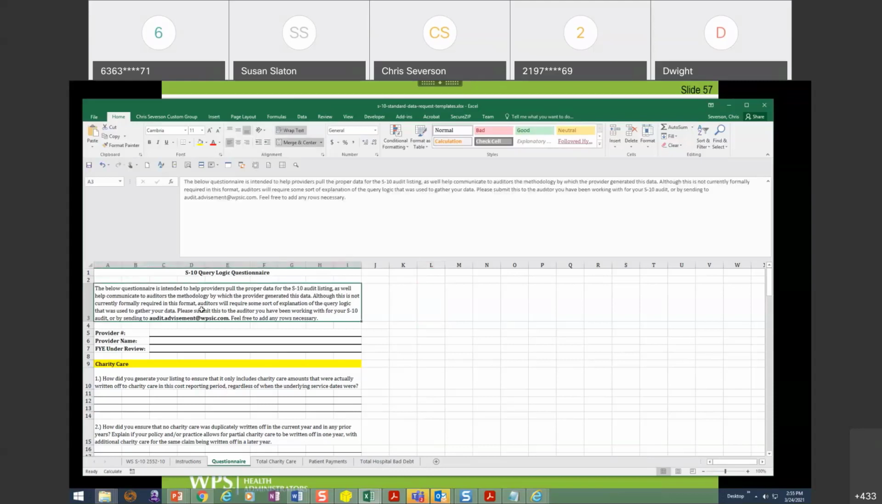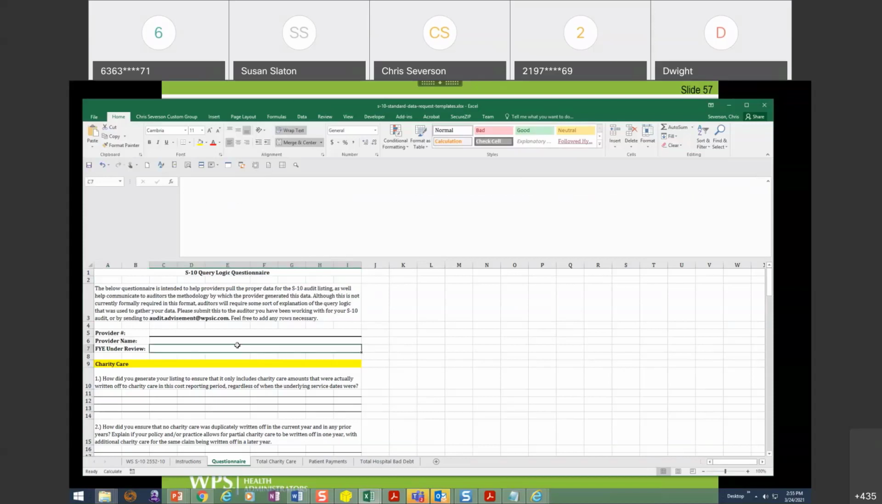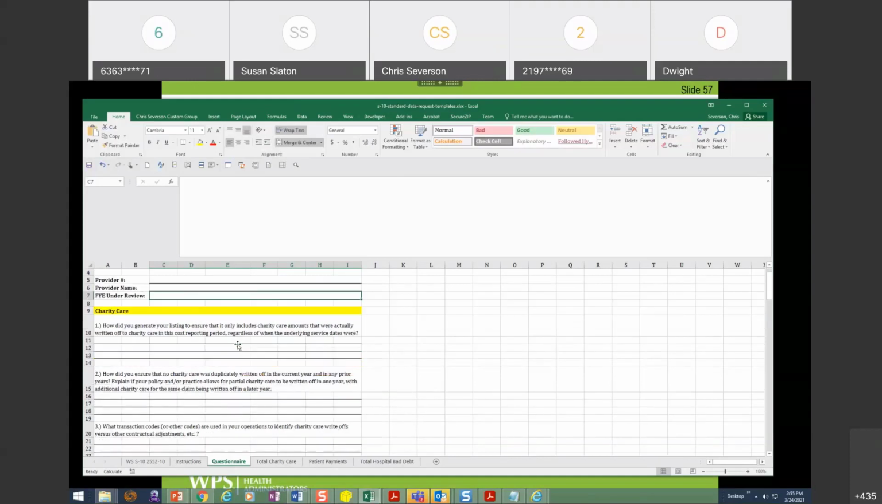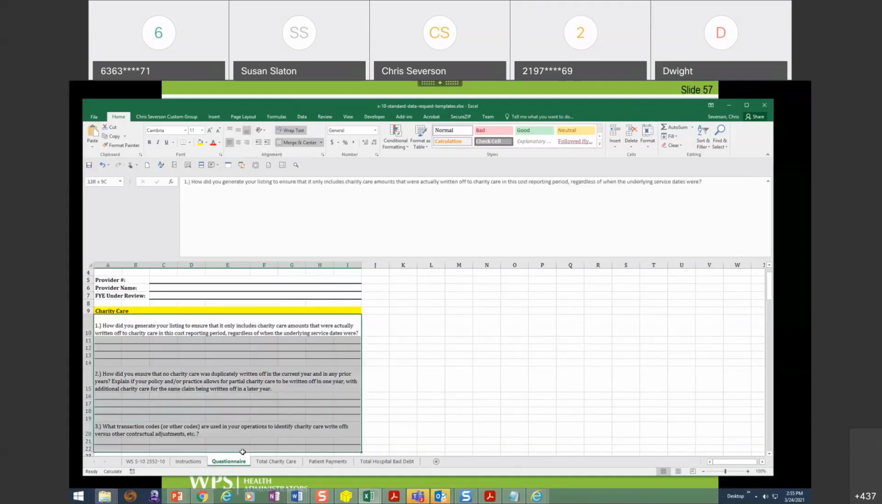And that's what this first paragraph really says. It's not required, but it's strongly recommended. We do require some sort of query logic discussion, and this serves the purpose of that. So we have this broken into charity care, first of all.